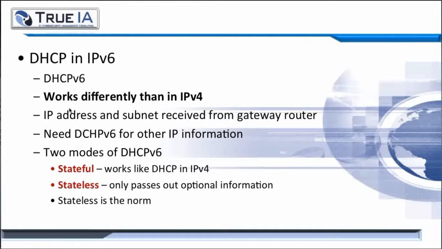Another function that works a little differently in IPv6 is DHCP. With IPv6, the address and subnet are received from the gateway router. And there are two modes to understand: stateful and stateless. Stateful works a lot like DHCP does in IPv4. However, stateless only passes out optional information. Stateless is the default and the norm.